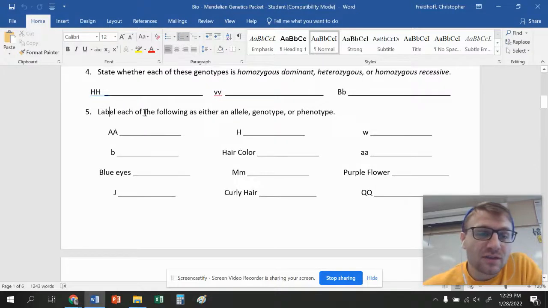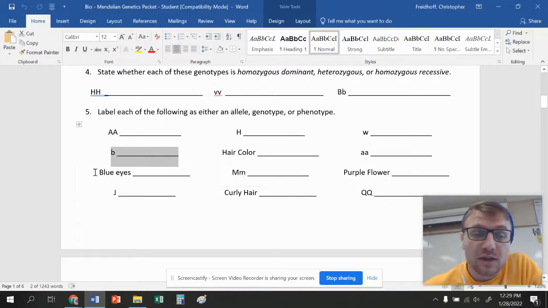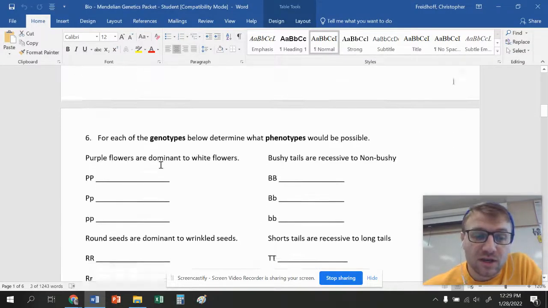This one, number 5, asks you to go through and label each of the following as either an allele, a genotype, or a phenotype. So for example, this is a genotype because there's 2 letters. This is an allele because it's 1 letter. And this is a phenotype because it's a physical characteristic.